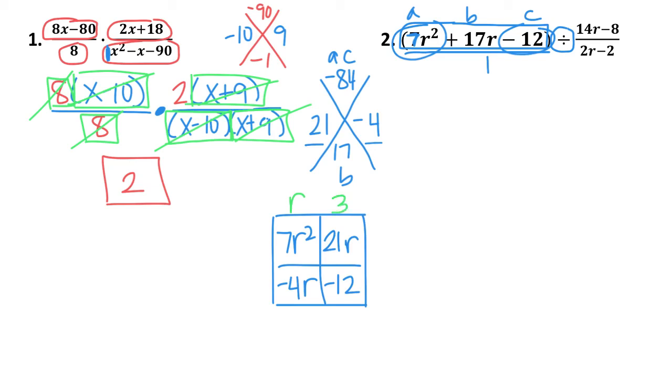And then if I look at the top row, so I'm looking at 7r squared and 21r, I could factor out a 7r. And then the bottom row, I could factor out a -4 is what they have in common. And it's good to just pause and take a second to make sure that when you multiply r plus 3 times 7r minus 4, it does in fact equal everything inside the boxes.